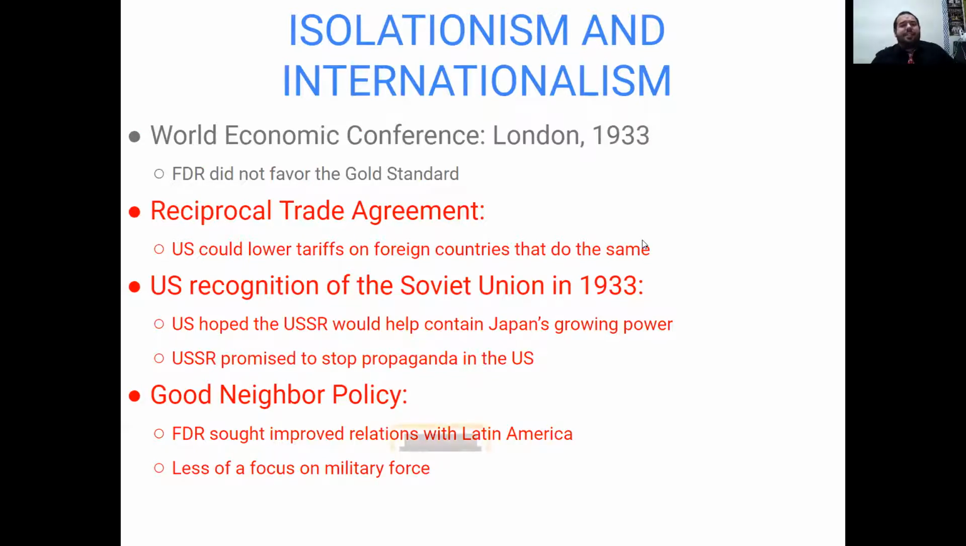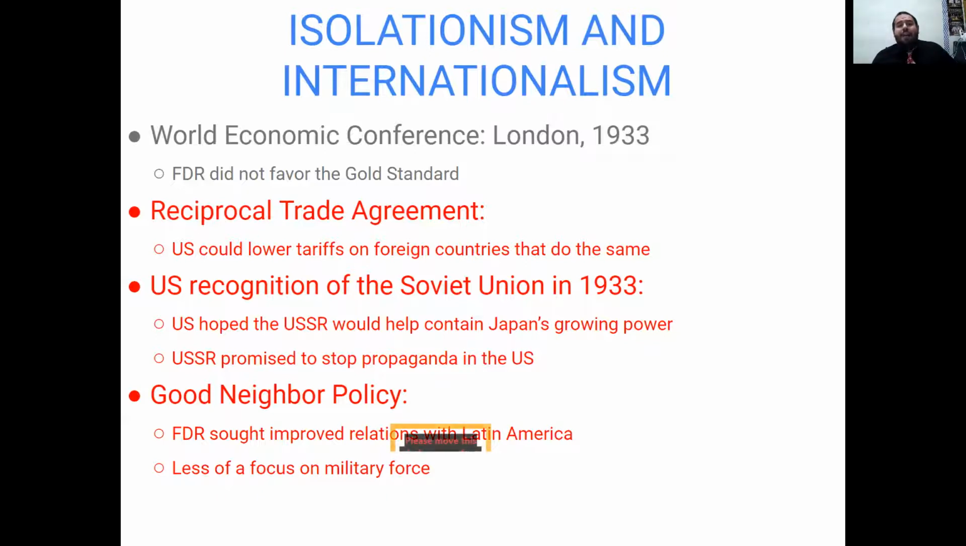All right, isolationism and internationalism. So you have the World Economic Conference in London, 1933. FDR goes, and FDR stated he disliked the gold standard, meaning our money is backed with the amount of gold there is in the world. FDR didn't like it, and that shocked a bunch of people there. You also have this thing called the reciprocal trade agreement, where the U.S. would lower tariffs on foreign countries that would lower their tariffs and do the same.